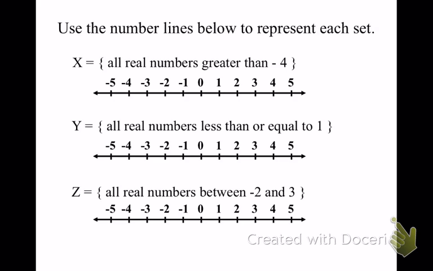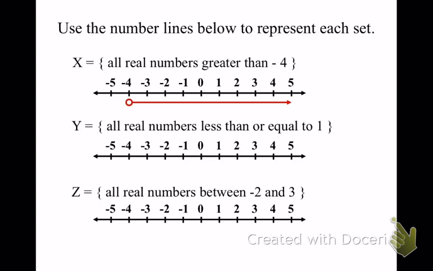X is all real numbers. Matthew, wouldn't you do the open circle and a line to the right? And open circle at -4, and I would go to the right because it's greater than. So does that mean -4 is included in this number set? No. And that's why it's an open circle there.